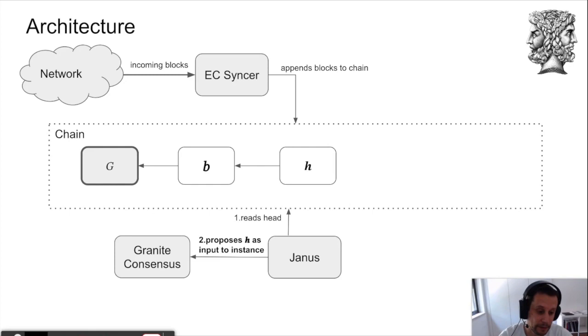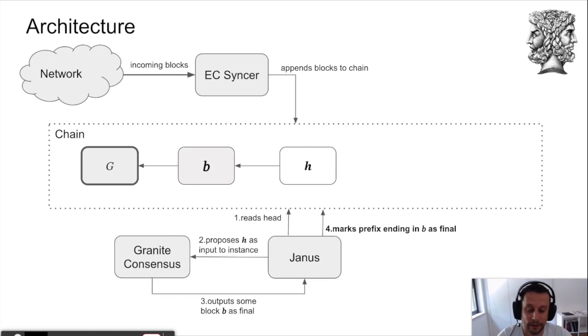Granite, here let's read it as a black box, will eventually output some block that is considered to be final. It doesn't necessarily have to be the same block that the node proposes. It can be any block, as long as that block was proposed by some process and exists in the chain. And then Janus takes that and marks that block as being final in the chain. So this is how it works. Pretty simple.